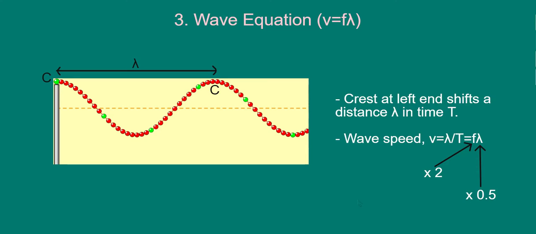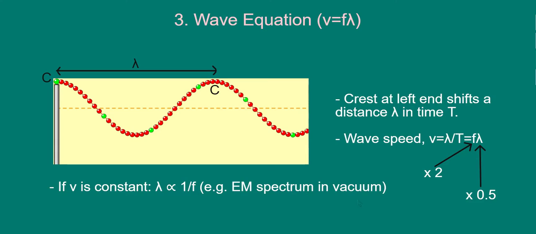This simple example illustrates a general principle. If wave speed is constant, then wavelength and frequency are inversely proportional to each other. If one increases by some factor, the other decreases by the same factor.